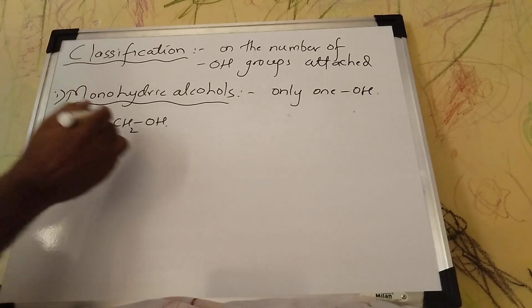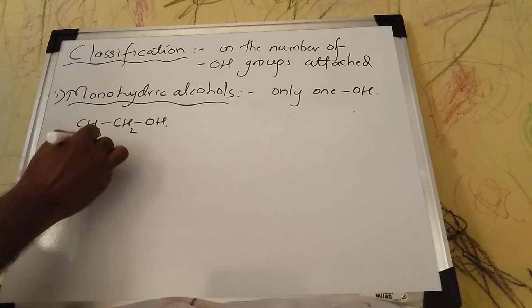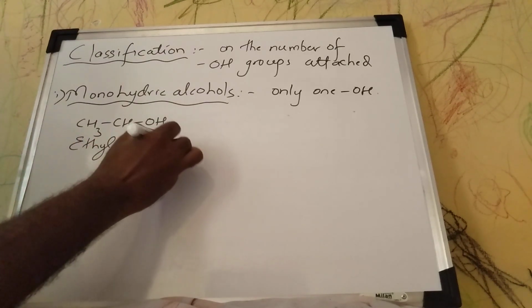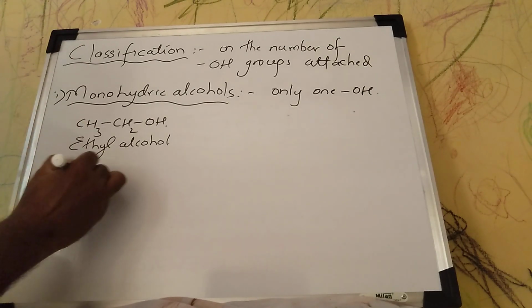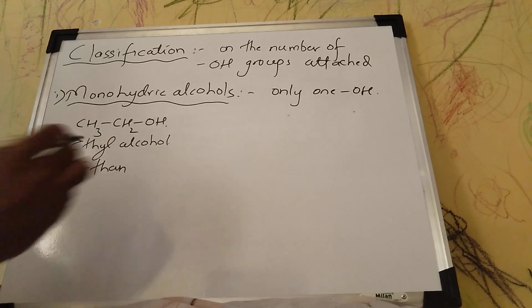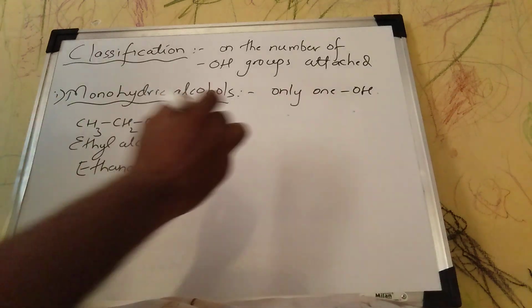This, the common name: two carbon atoms derived from ethane is called ethyl, and OH is called alcohol. We'll see the IUPAC name. The two carbon atom name is ethane. The letter E is removed. We add OL over there. Ethanol. Same, we'll go for three carbon atoms.